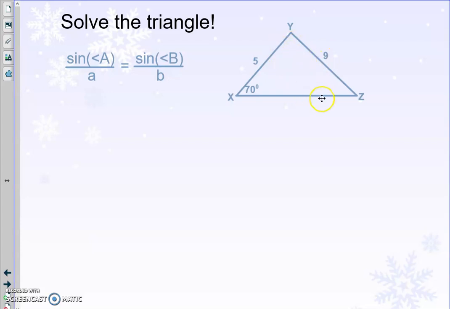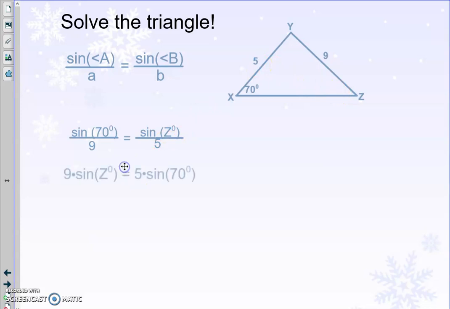This time, there's not an easy one to find. So I think I'm just going to jump right in with the law of sines. Here's my anchor, and I think the first thing we have to get is angle Z. So let's see if we can do that here. The sine of 70 over 9 equals the sine of Z over 5.